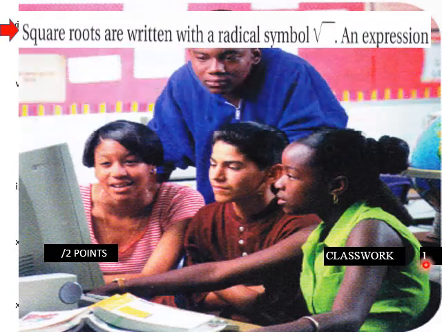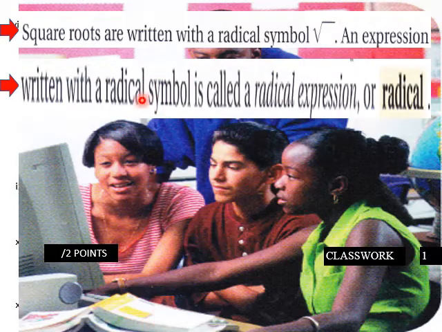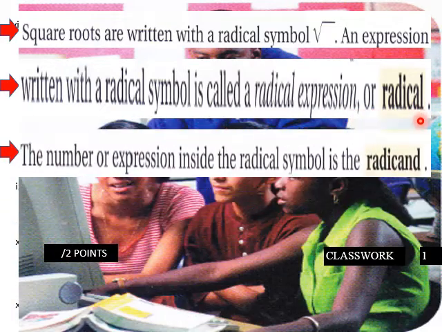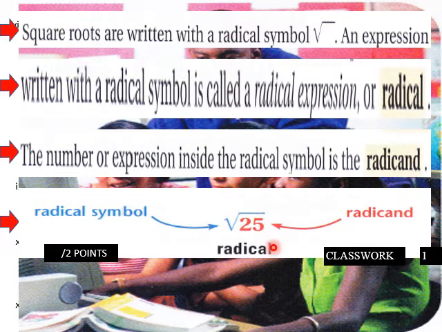Okay, page 1 of our classwork. Square roots are written with the radical symbol like that. An expression written with a radical symbol is called a radical expression, or just plain radical. This here is a radical. The number or expression inside a radical symbol is called the radicand. Here's your radicand, here's your radical symbol. The whole thing is just called a radical.